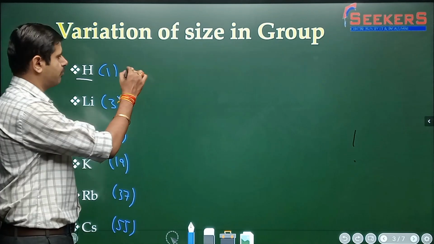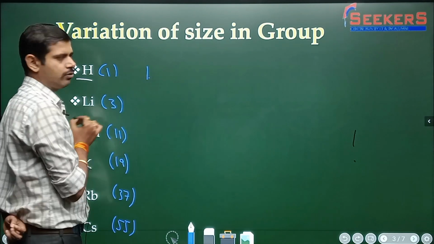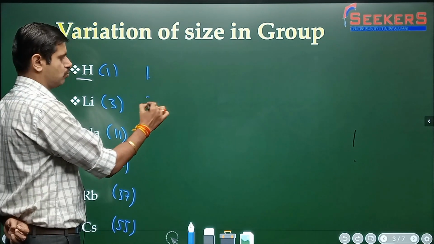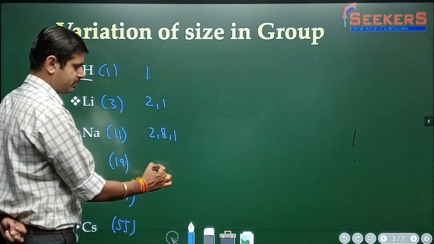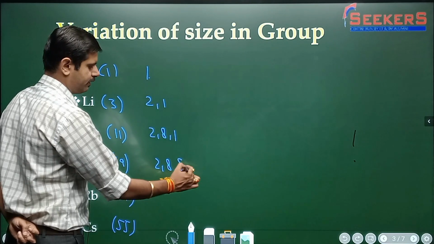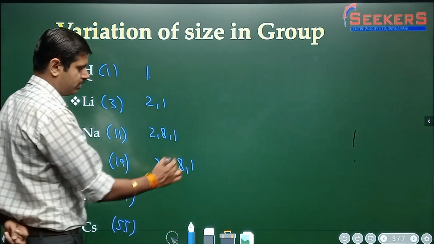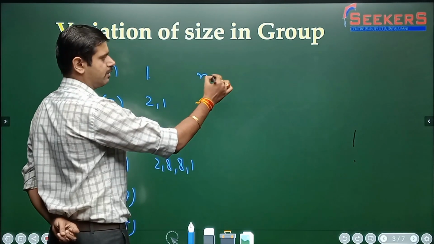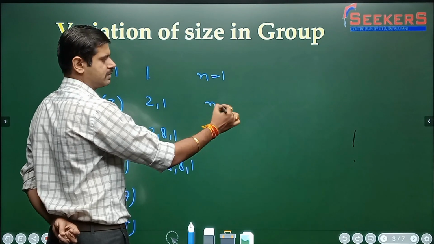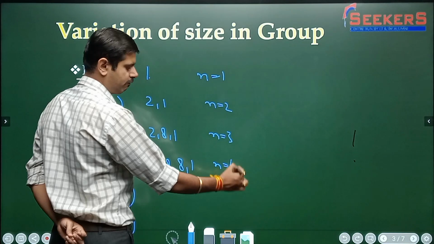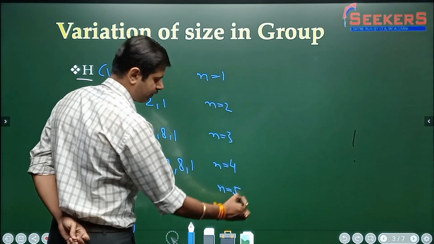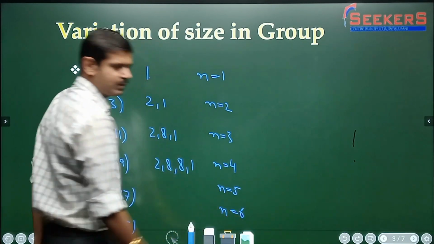The shells will keep on increasing. Here the electronic configuration is 1. Here it is 2 and 1. Here it is 2, 8 and 1. Here it is 2, 8, 8, 1. Clear? So here the number of shells is 1. Here the number of shells is 2, here 3, here 4, here 5, and here 6.